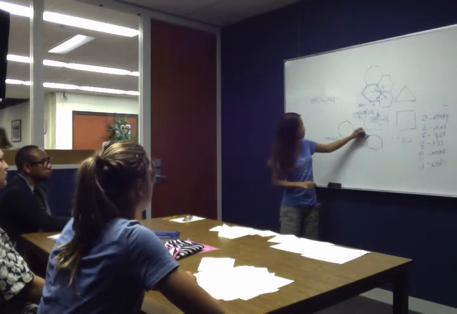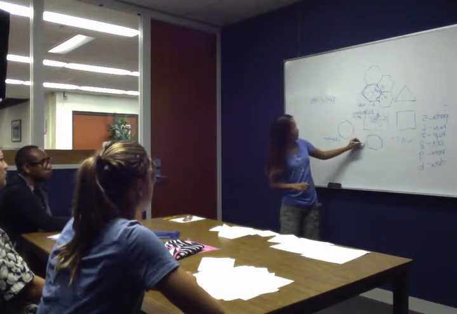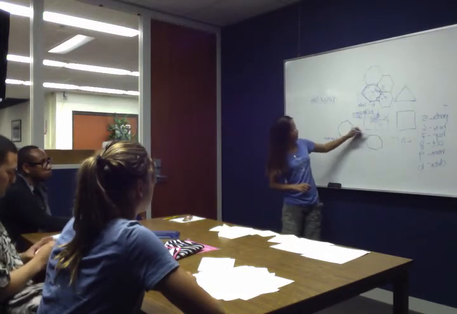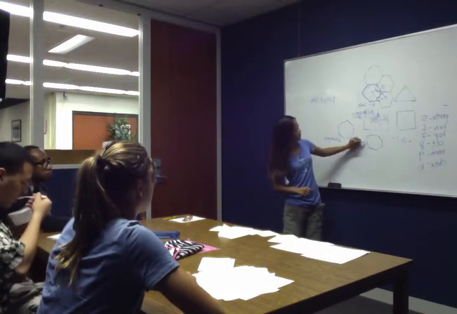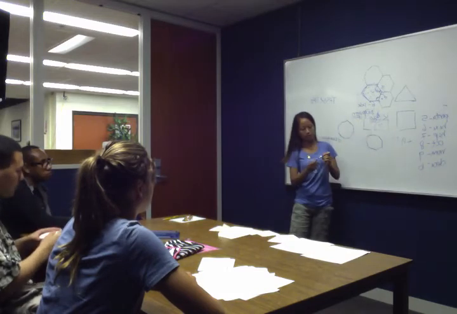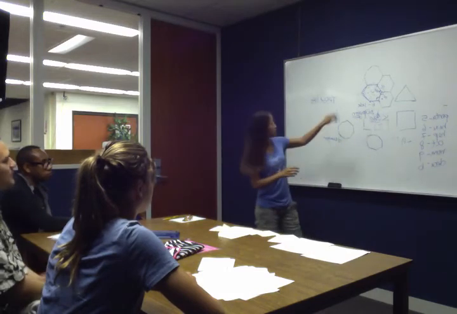Now a nonagon, its angle is greater than that. It's about 120. I'm not sure, but it's greater than 120 or 90 degrees. It's going to be greater than 360, so it won't tessellate. Does everybody get it?